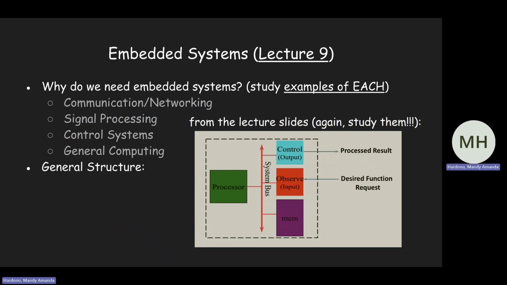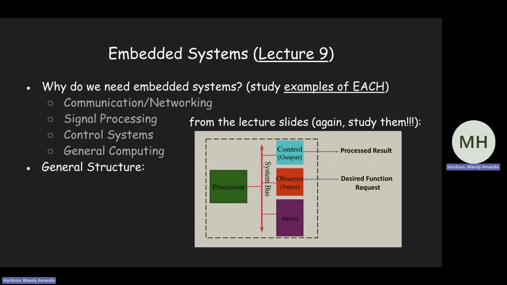And then we dive into why we need these embedded systems. So we have four different kinds of needs: communication/networking, signal processing, control systems, and general computing. General computing is like your general needs such as video games, wearable computers, ATMs, etc.